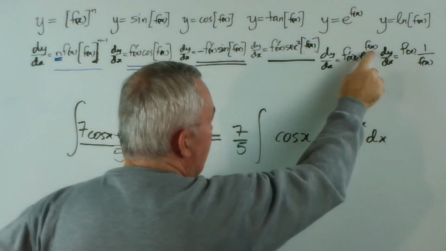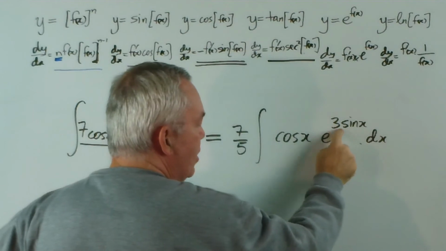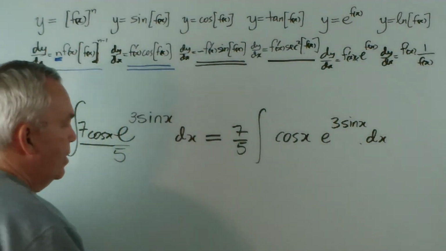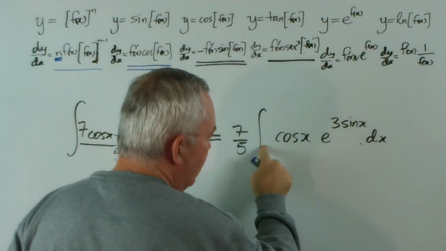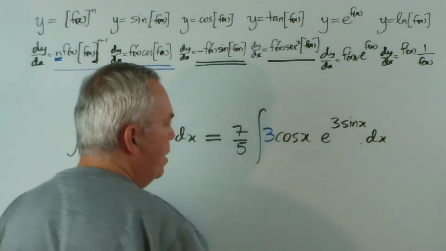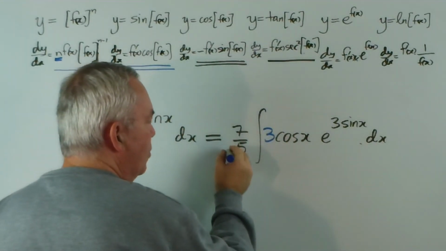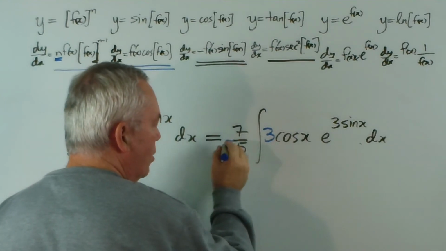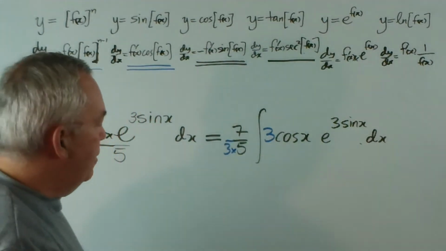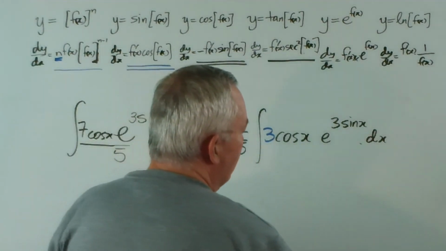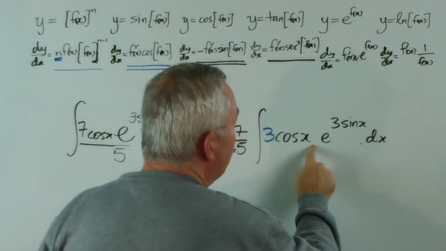There's our pattern, exponential function. What is the derivative of 3 sine x? It's actually 3 cos x, isn't it? So we actually need 3 cos x here to follow this pattern exactly. If I put a 3 there, I need to have a third out the front, or another way of doing it is just multiply the denominator by 3. So there we have it. The derivative of this function is exactly that.